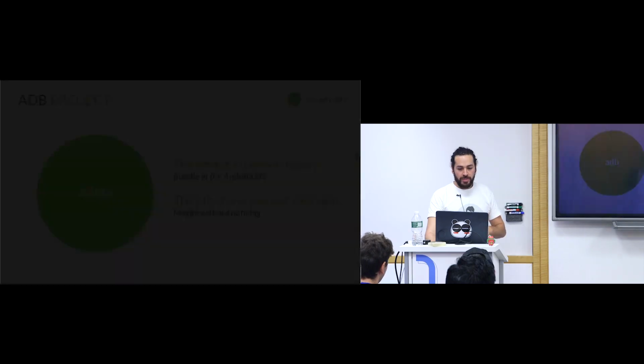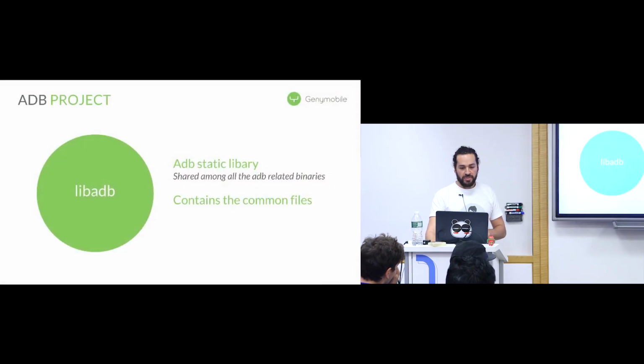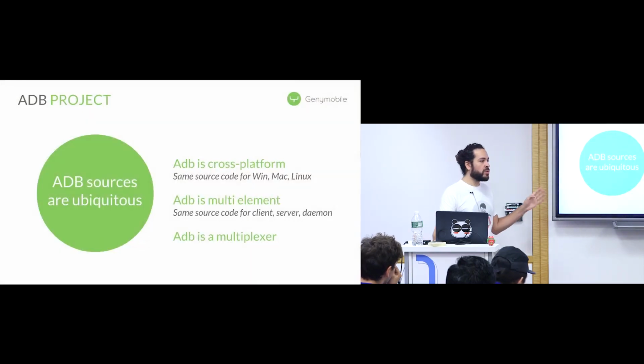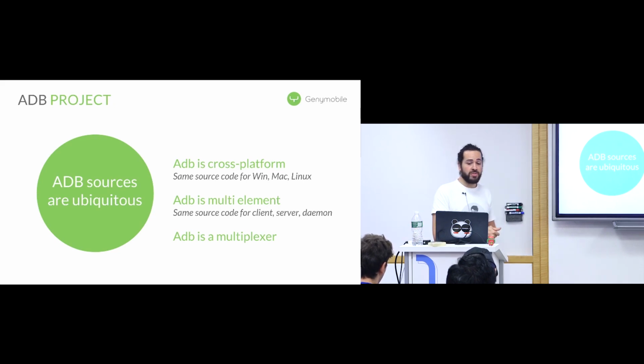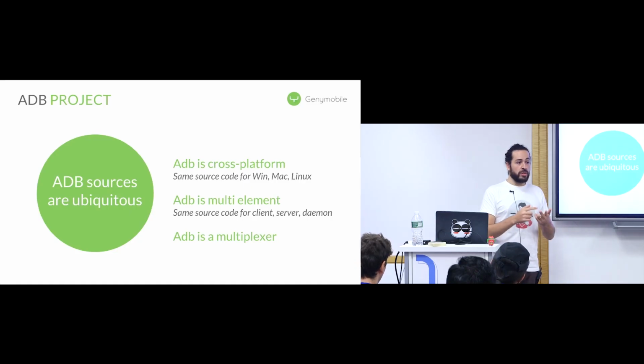I will skip that part, sorry, just to make sure that we have time. But something you need to know about the source code of ADB is that it's ubiquitous, because it's cross-platform: Windows, Mac, and Linux. It does many things. It deals with USB on these platforms. And it's also multi-element, so you have almost the same source code for the client, the server, and the daemon. Really, they are sharing a lot of source code.